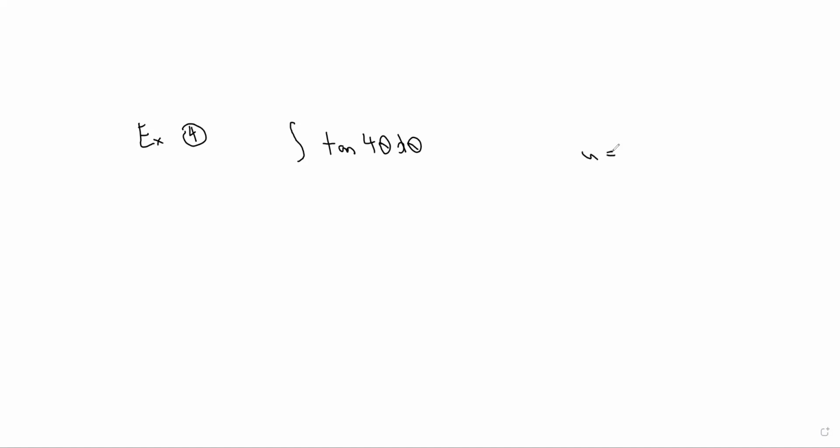So u is 4 theta. So du should be 4 d theta. So we need a 4 in there by the d theta. So let's do that, and then we'll offset it as well. So tan 4 theta, and then I'll put a bracket and then 4 d theta. And then I'll offset it by 1/4. Good. And then we could just directly apply the formula.